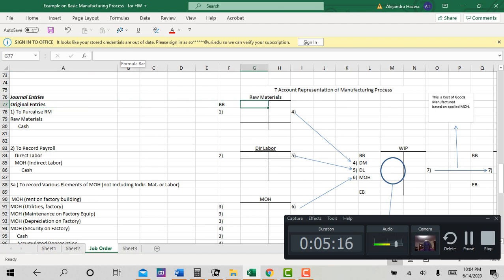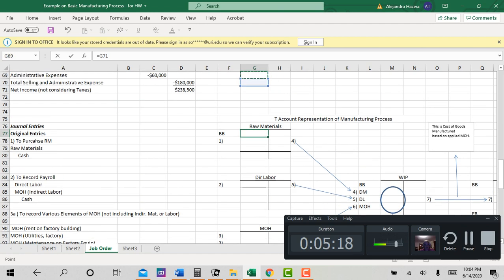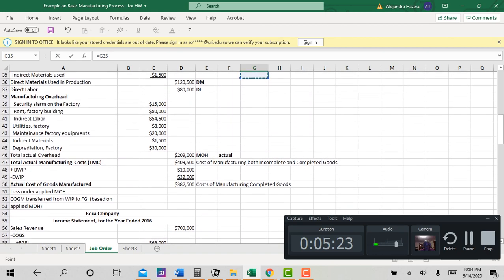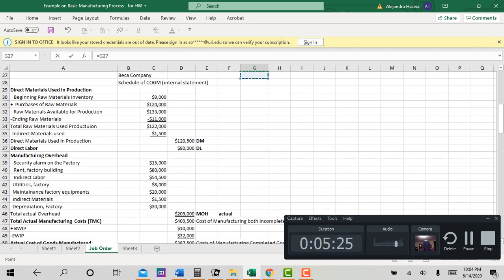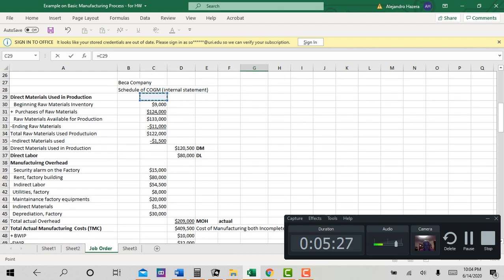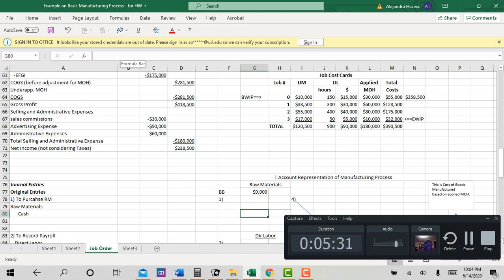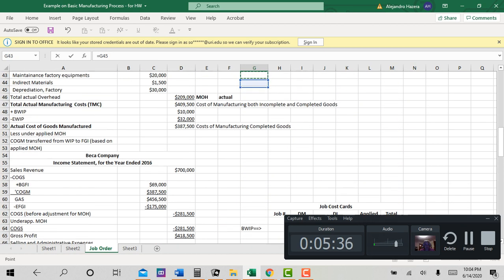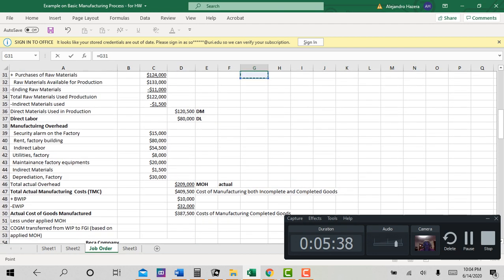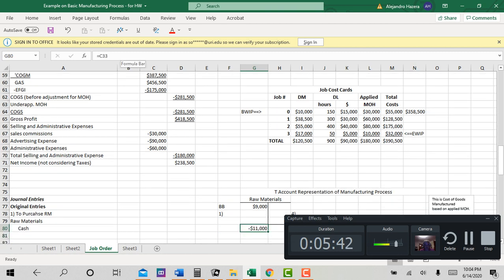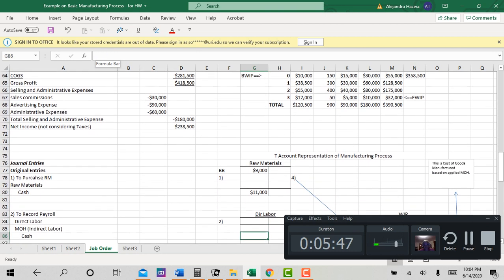Okay, so for raw materials, and you can pull them from anywhere, but I'm going to pull them from the statement of cost of goods manufactured and the income statement in order to make sure these numbers come out right. My beginning balance in raw materials is 9,000. The ending balance in raw materials is 11,000. I'm going to change that to a negative to make it a positive, of all things.